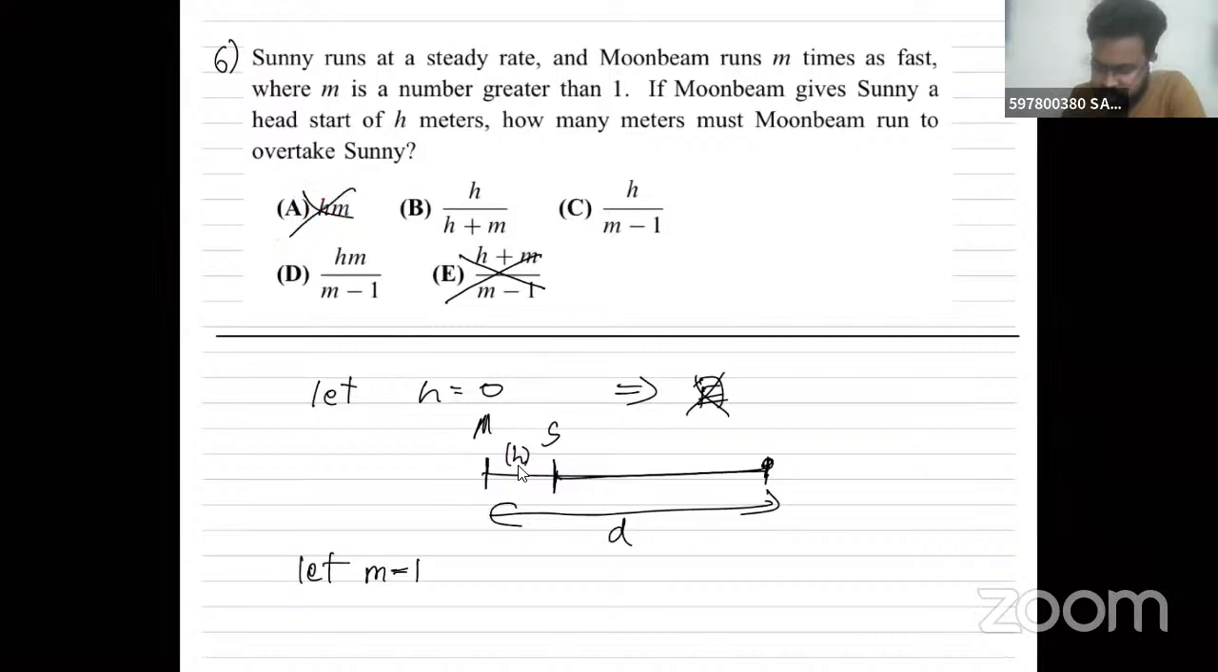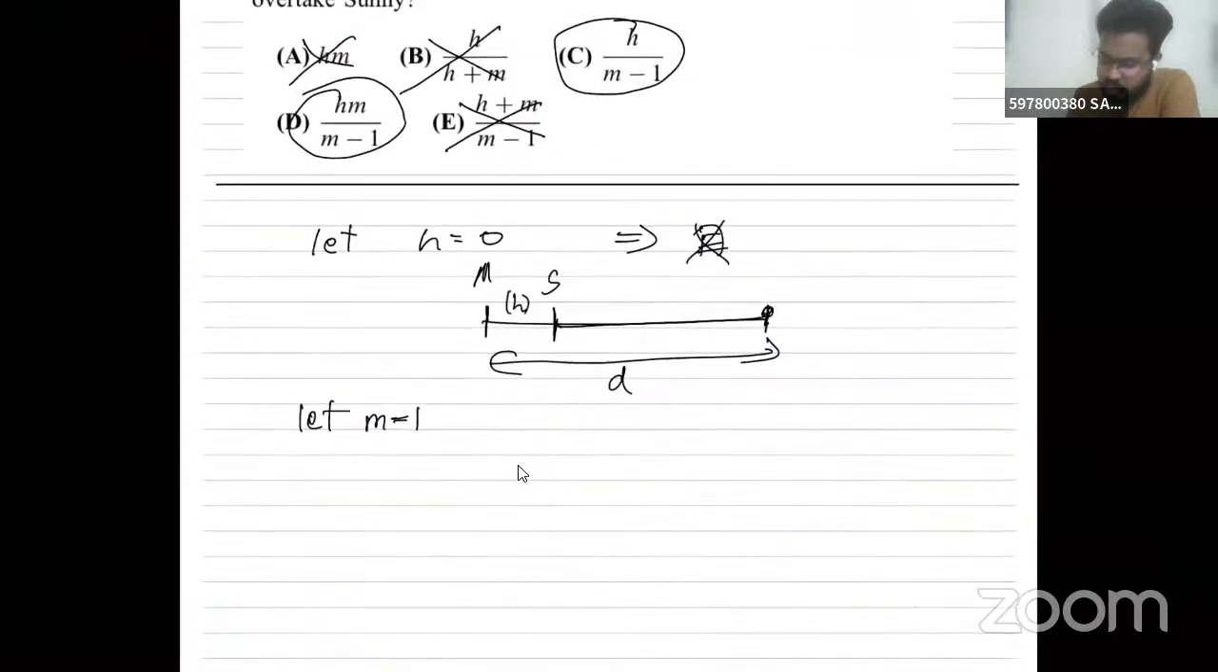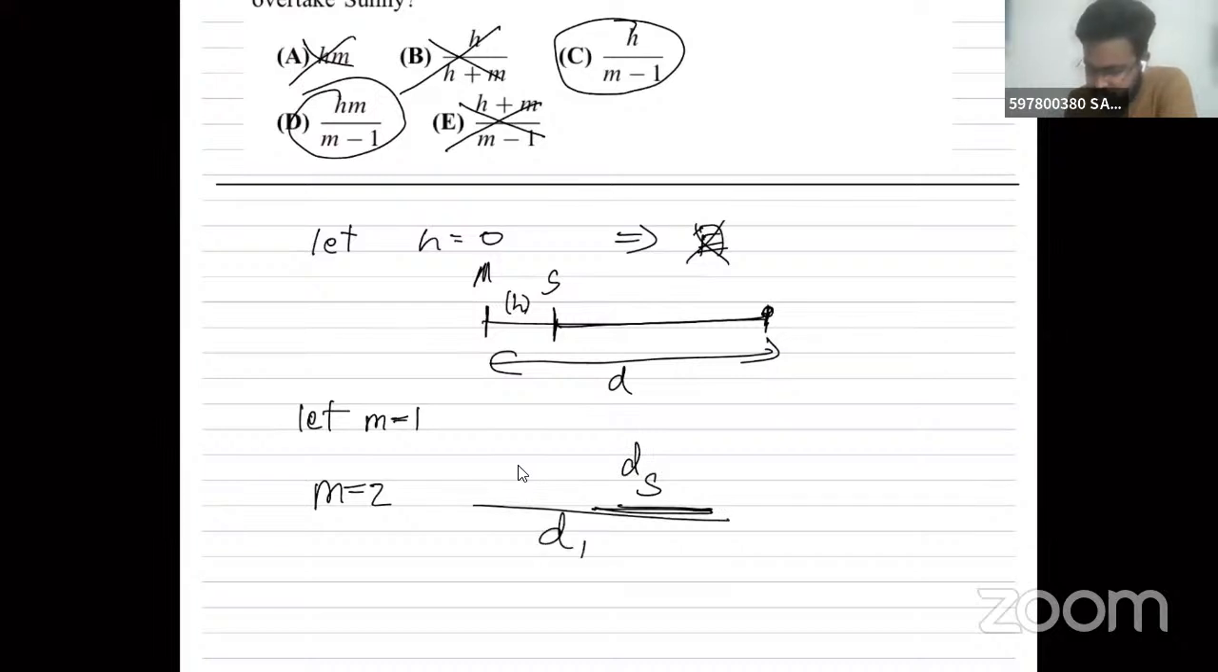Hm goes away and this also goes away. H upon h plus m also goes away, because these two are giving finite answers for a situation in which the answer should have been infinite. So we are only left with these two options where we need to check. Now we can put m equal to 2. If m is 2, then whatever distance Sunny covers, let's call this the distance covered by Sunny, Moonbeam will cover double the distance. So this is the distance covered by Moonbeam.